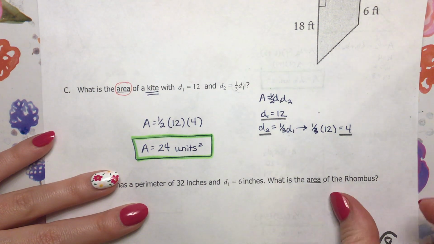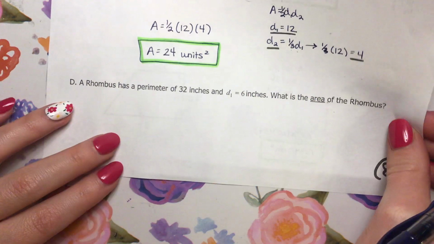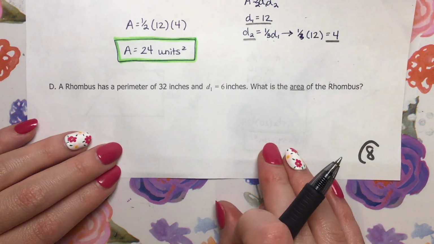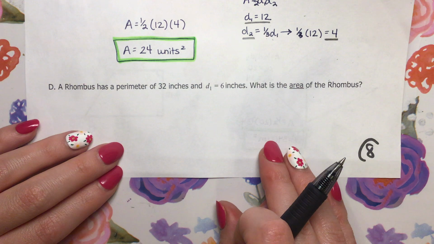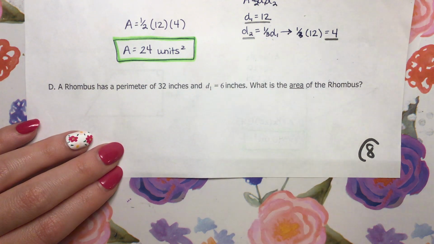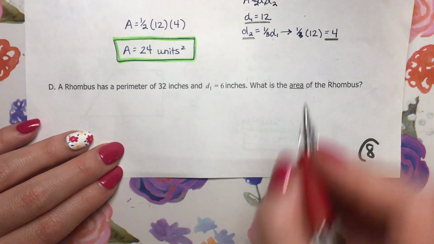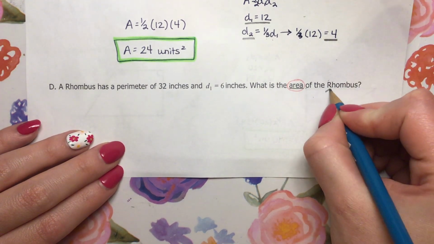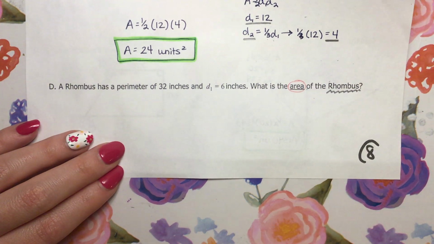All right, I have one more example for you in these notes, and it is part D in example 2. It says a rhombus has a perimeter of 32 inches and diagonal 1 is 6 inches. What is the area of the rhombus? Okay, we're trying to find the area of, and it's important, this is a rhombus. So all properties of rhombuses are going to apply.